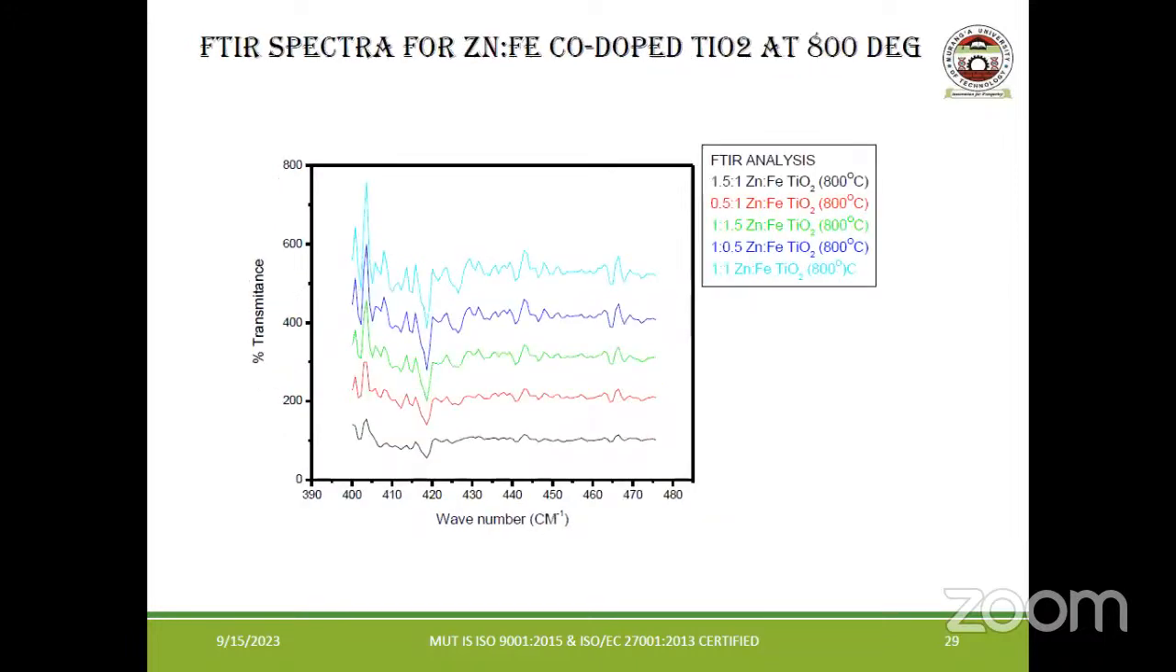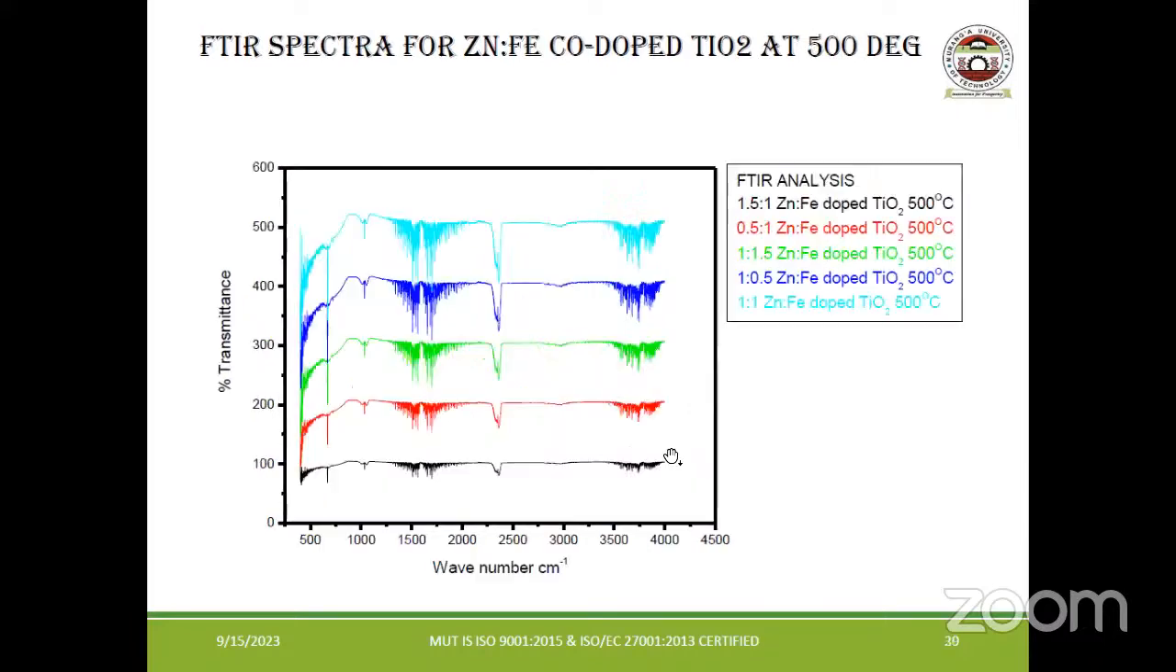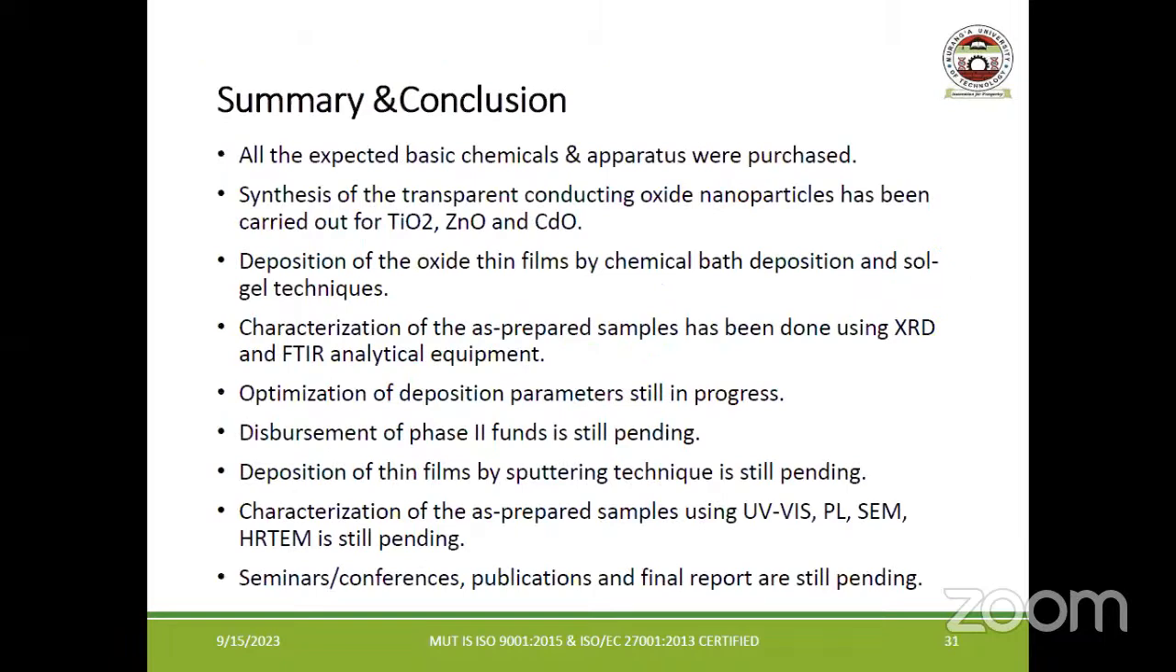Just to mention, the XRD, which is the X-ray diffractometer, and the FTIR, which is Fourier transform infrared spectroscopy, are available here at Murang'a University of Technology. So when the students do their synthesis in the lab, once they get their dry samples, they are able to analyze them in the analytical lab here at Murang'a University. They do not have to travel anywhere to get the data for FTIR and the XRD.